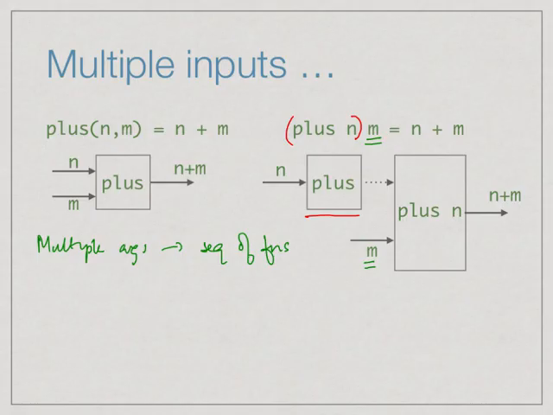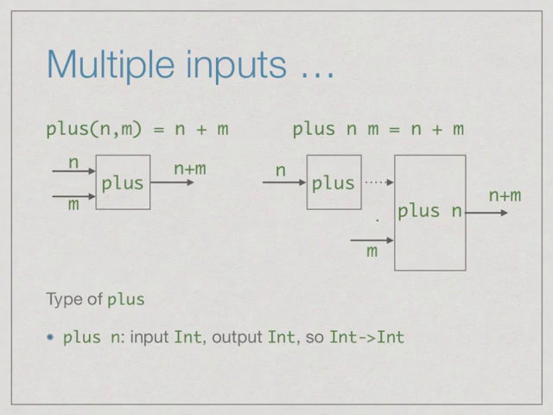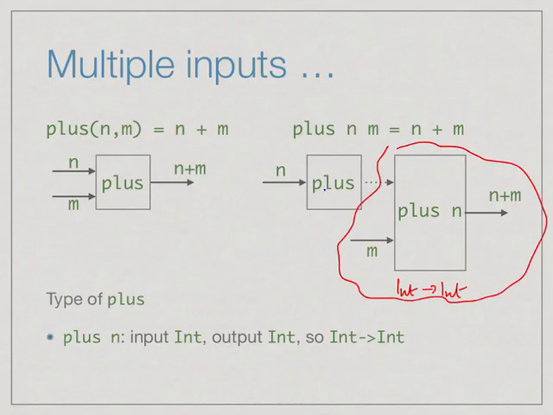So let's try to look at the type of the new plus that we have defined. If we start from the end, the last thing that happens is a function plus n, which takes an int as input and produces an int as output. So this particular function here is int to int. And this whole thing is the output of plus.